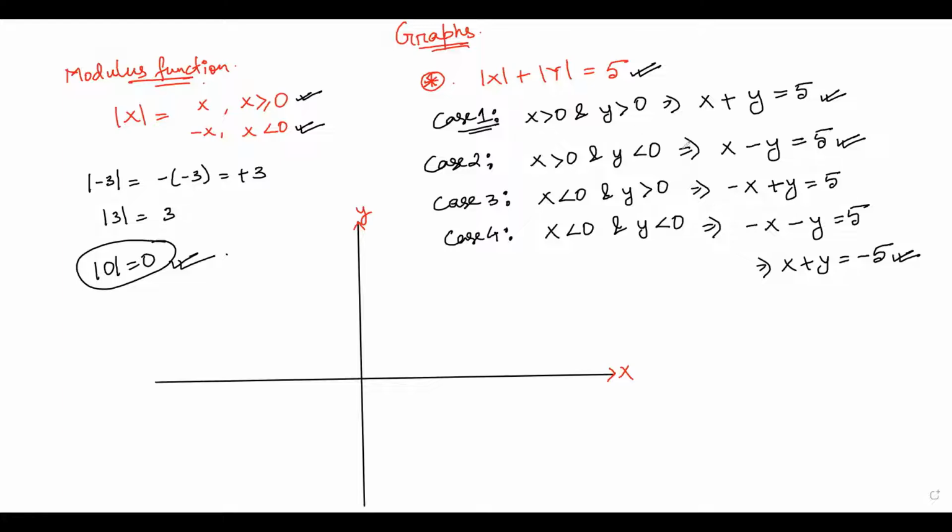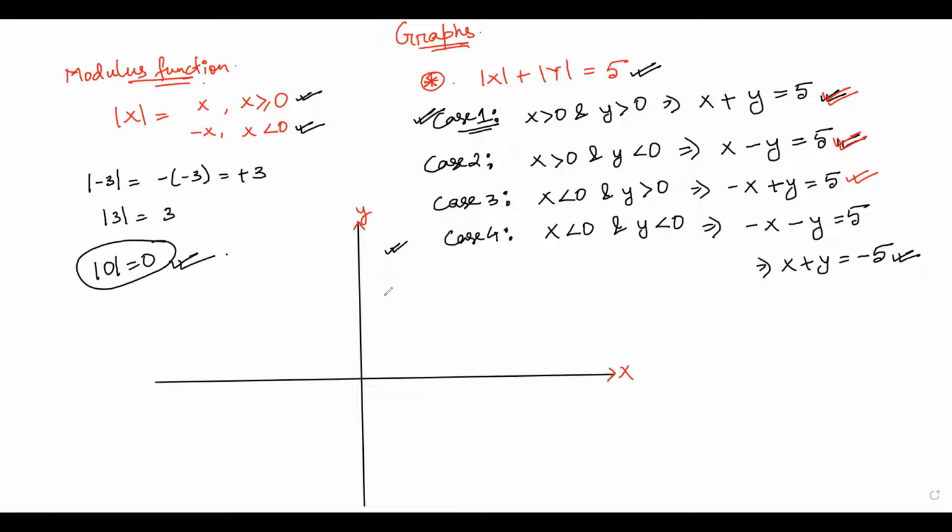Now, based on the cases, we have 4 linear equations: x plus y equal to 5, x minus y equal to 5, minus x plus y equal to 5, and x plus y equal to minus 5, which we can plot in the x and y coordinate axis. In part 1 of the graphs video, I have already covered how we can plot the graph of a linear function. So for case 1, when x is greater than 0 and y is greater than 0, that is in the first quadrant, we have the linear equation as x plus y equal to 5.